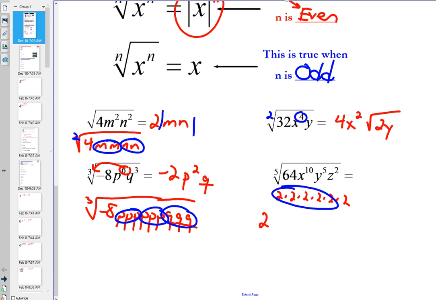How many x's can I bring out? 2. Yeah, 10 divided by 5 is 2. How many y's can I bring out? 1. How many z's can I bring out? None. Good. So now I have a fifth root. The inside is just the 2 that stayed behind from the 64, and z squared. Do any of those outside variables take an absolute value? Why not? Odd index.